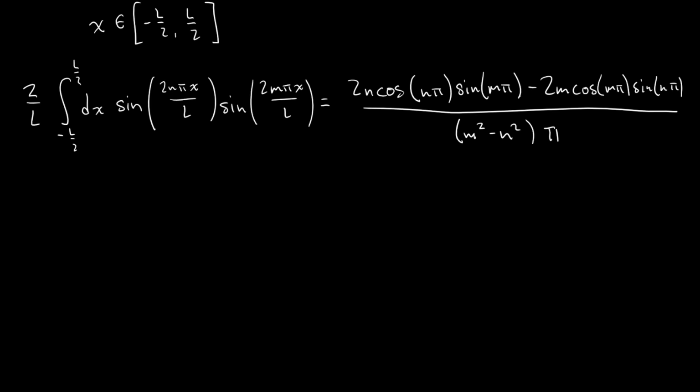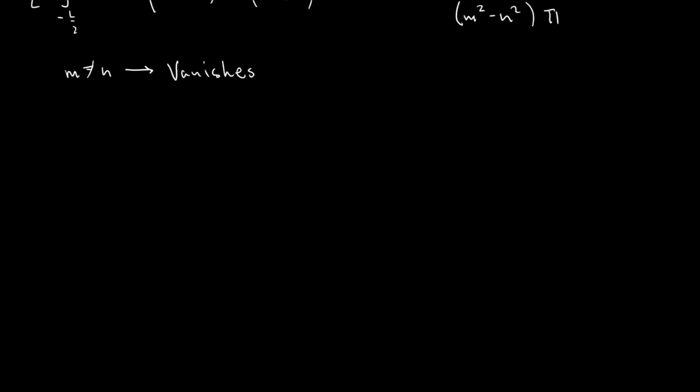Okay, so again, we see that for m not equal to n, this vanishes. This just gives me 0, right? Because I have an integer times pi here, and an integer times pi here, it's always going to give me 0 for m not equal to n. But for m equals n, I get a similar story, where it looks like I get 0 over 0. So I should really take this limit again. So I'll just write this out as 2n over pi.